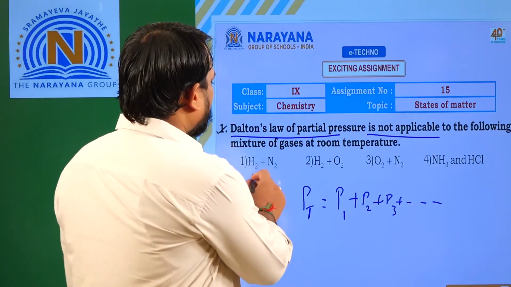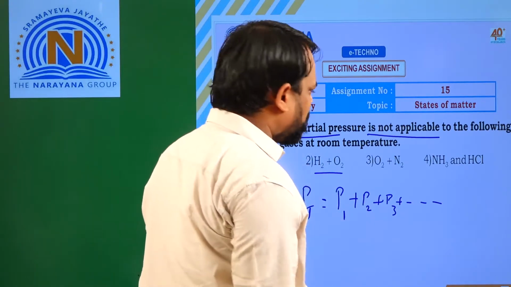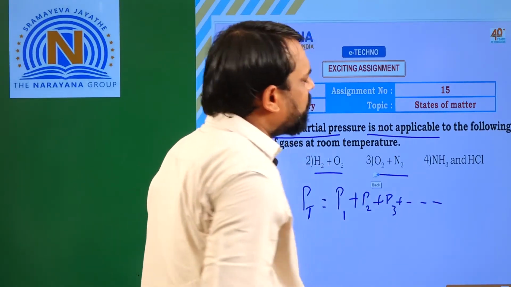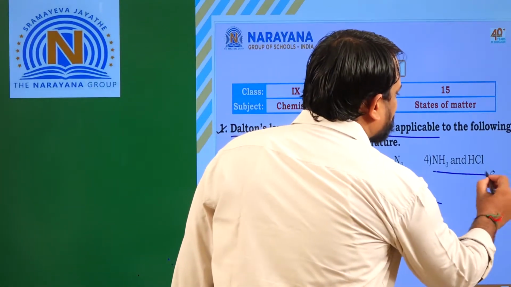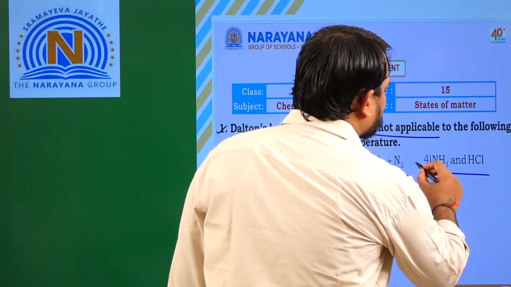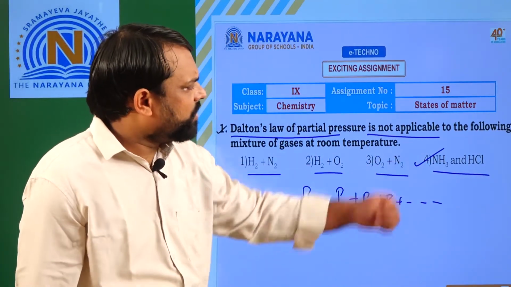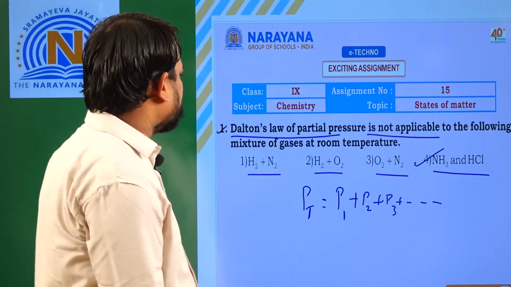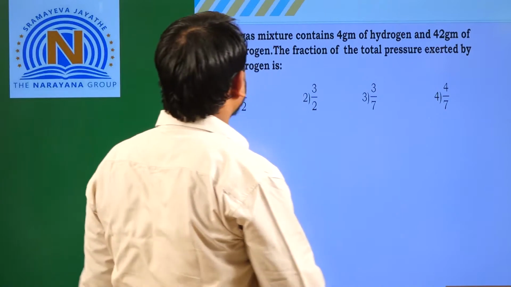So here H2 and N2 are non-reactive gases, H2 and O2 non-reactive gases, O2 and N2 non-reactive gases, but the only thing is ammonia and HCl, these two are reacting with each other. So here the law is not applicable only to the gases ammonia and hydrochloric acid. So the fourth option is correct. Next we will move to the next question.